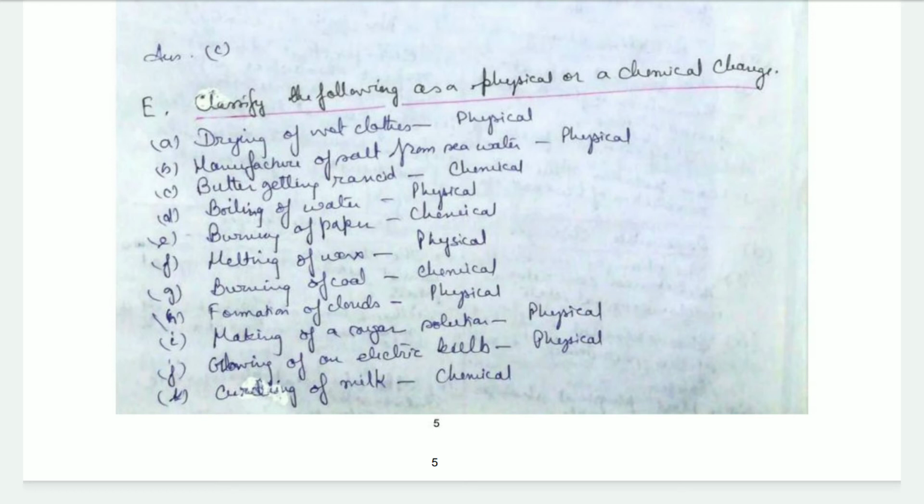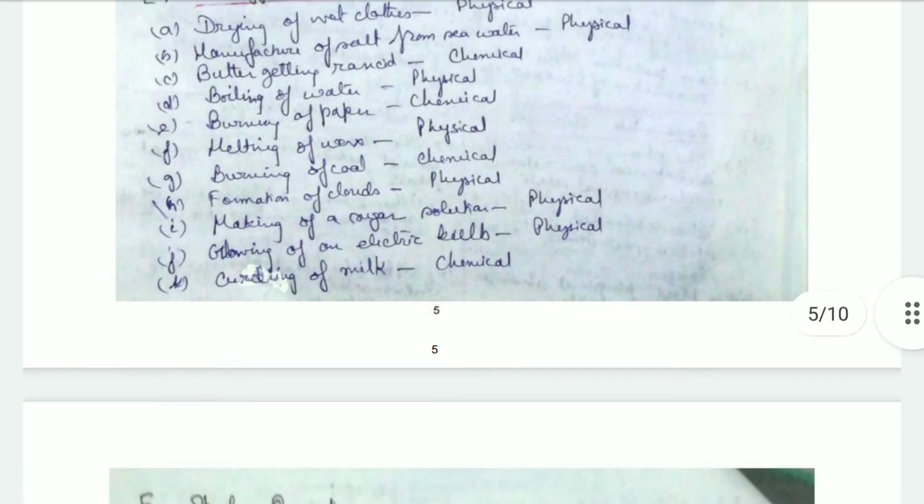Butter getting rancid, that's a chemical change, because when butter gets rancid, it will not get back to butter again if the conditions are reversed. Then boiling of water, that's a physical change. Burning of paper, that's a chemical change. Melting of wax, that's a physical change. Melting of wax is a physical change, but burning of a candle has some chemical change also.